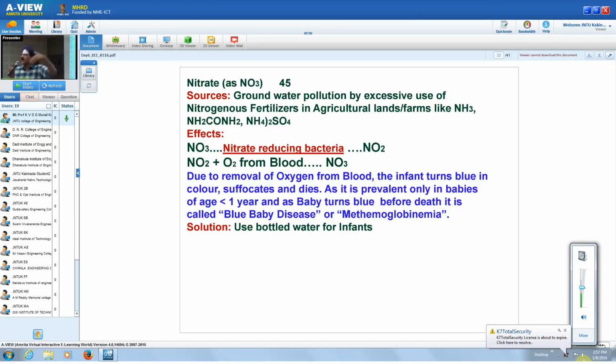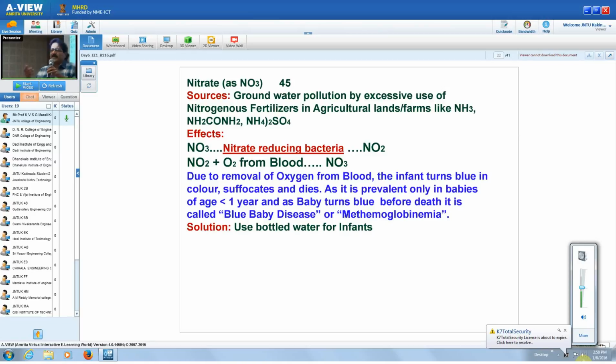But why is it called blue baby disease? Because it occurs only in infants of age less than 1 year. Less than 1 year are called infants. Child means less than 5 years. Less than 5 years is called child, less than 1 year is called infant.